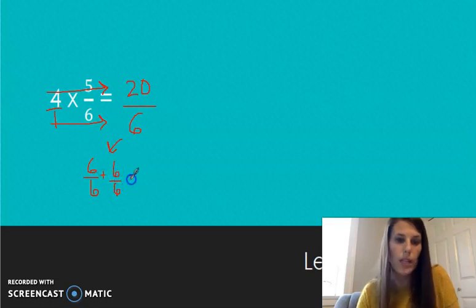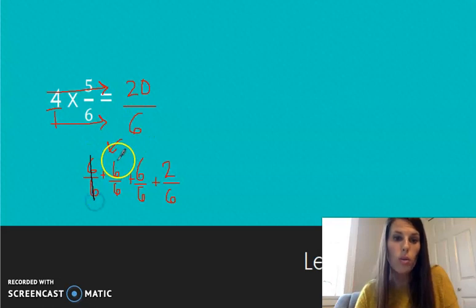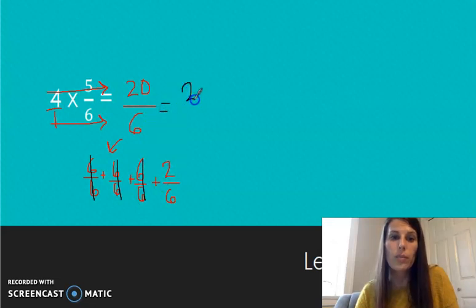I'm not yet at 20, so I can add in another 6 sixths. That gives me 18 sixths, which I'm close, but I'm still not there. So if I'm at 18, I need to add another 2 to get 20. And now looking at this, we know that when the numerator and the denominator are the same, it's a whole, it's 1. So this would be 1 whole plus 1 whole plus 1 whole, and then 2 sixths. So my answer would be 3 and 2 sixths.